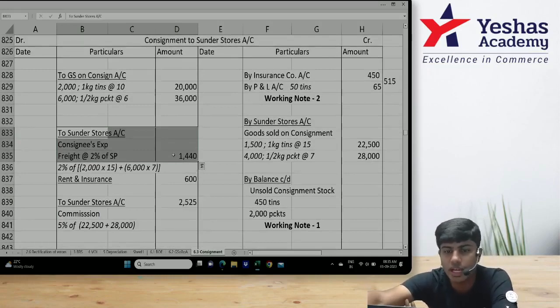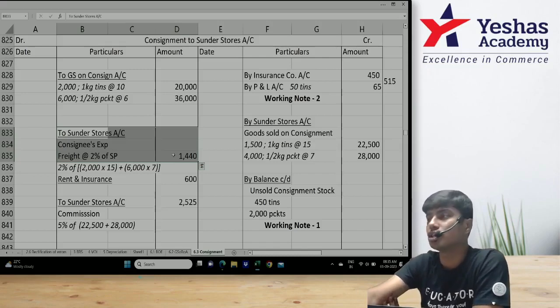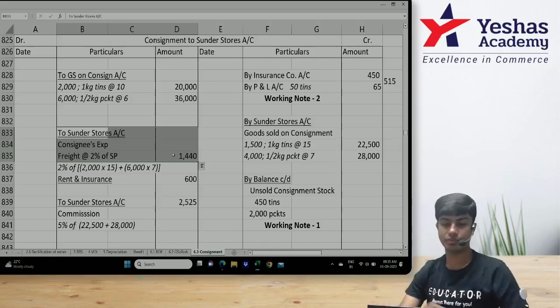How many tins were sent? 2000. How many are sold? 1500. How many are lost? 50. Balance is 450 tins. It is abnormal loss, so the rate per unit will not change. You got some value on the calculator. Multiply it with 450 tins.